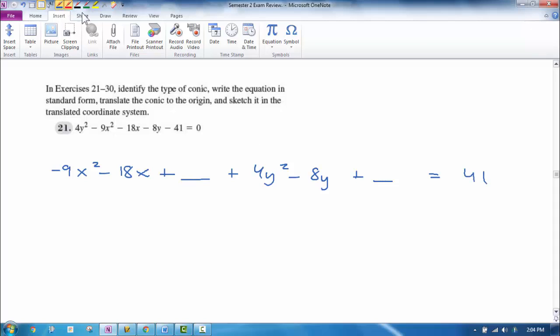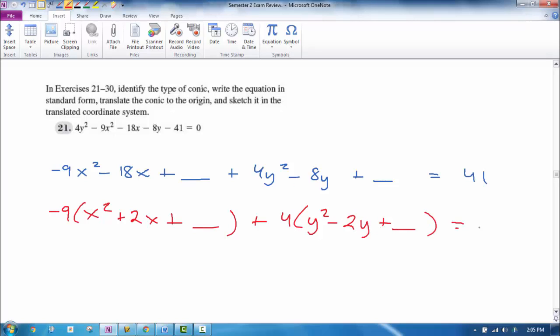Now I'm going to factor out some things. I'm going to factor out -9 from the first here, and I get 2x. And I'm going to still leave the space. I'm going to factor out 4 from the next one, and I get this. I'm still going to leave a space, and that equals 41.